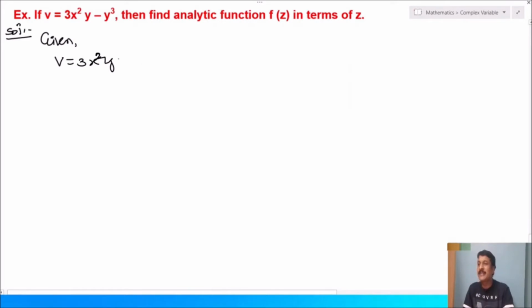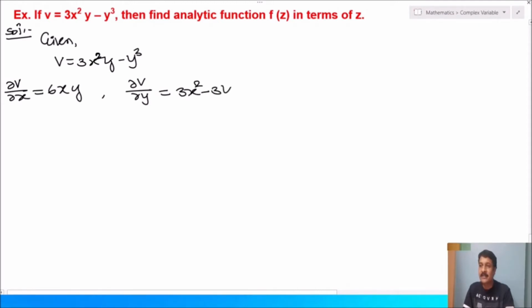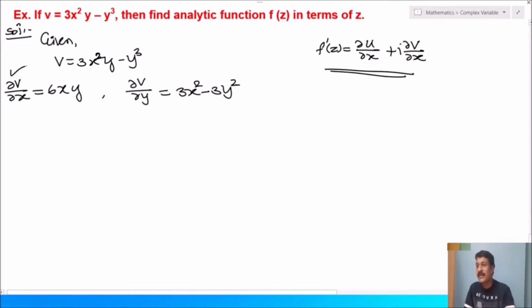Given v equals 3x squared y minus y cubed, differentiate this partially with respect to x. So dv by dx is what? It is 6xy. And dv by dy, that is with respect to y, is 3x squared minus 3y squared. Note that our target is f dash of z equals du by dx plus i dv by dx. This is our target. Now here v is given.